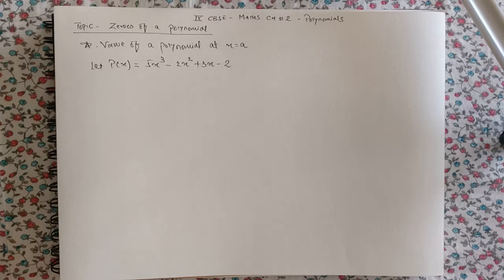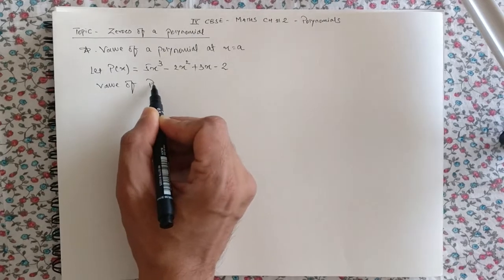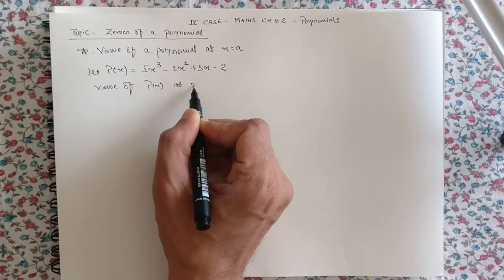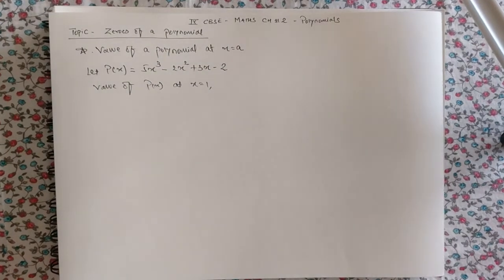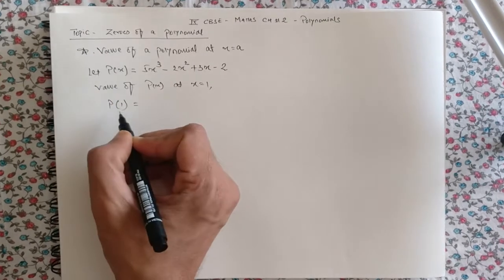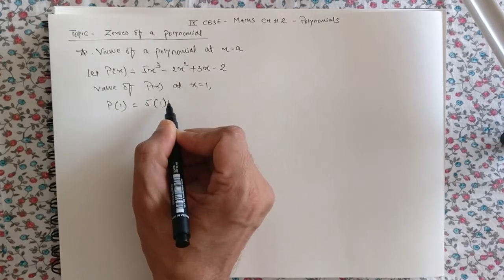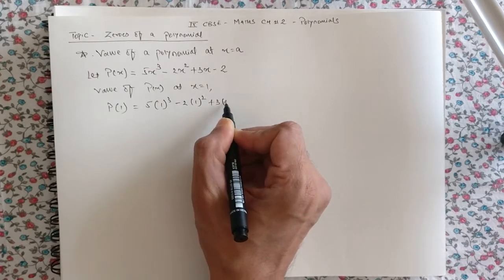I have to find the value of p of x at x is equal to 1. How do you find it? So you simply put x is equal to 1 in the given polynomial. Wherever there is x, you put 1. So you write it as p of 1. See, there is x, I put 1, is equal to 5 into 1 cube minus 2 into 1 square plus 3 into 1 minus 2.